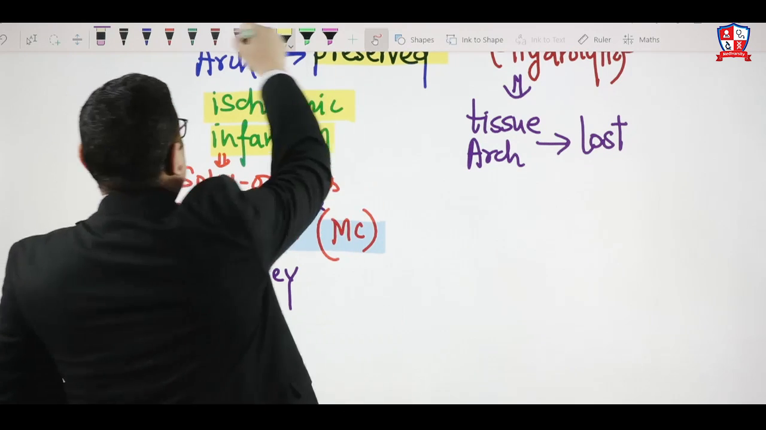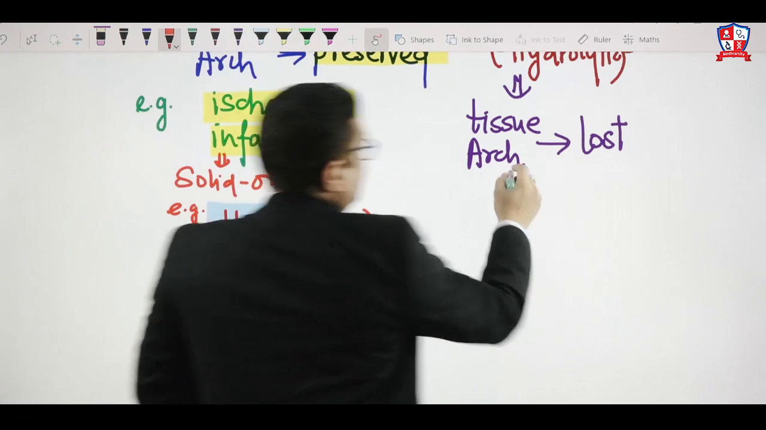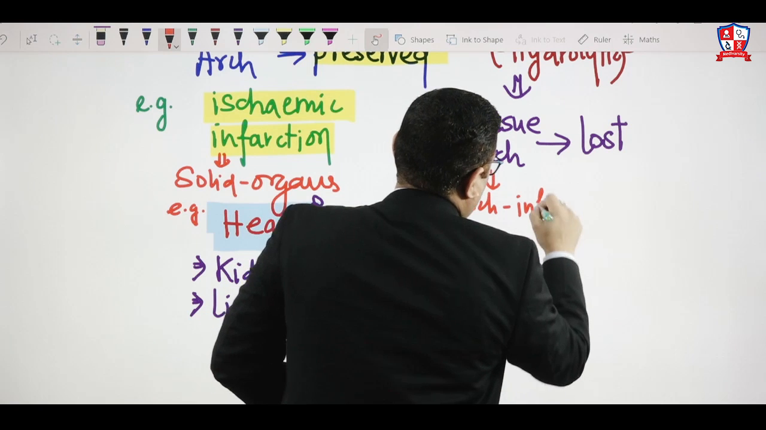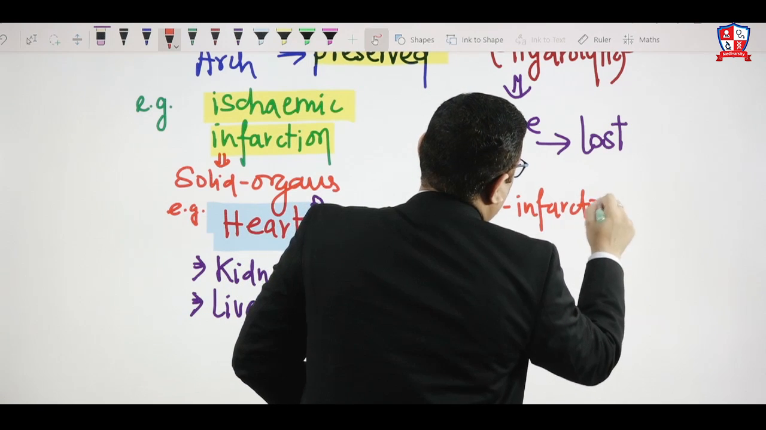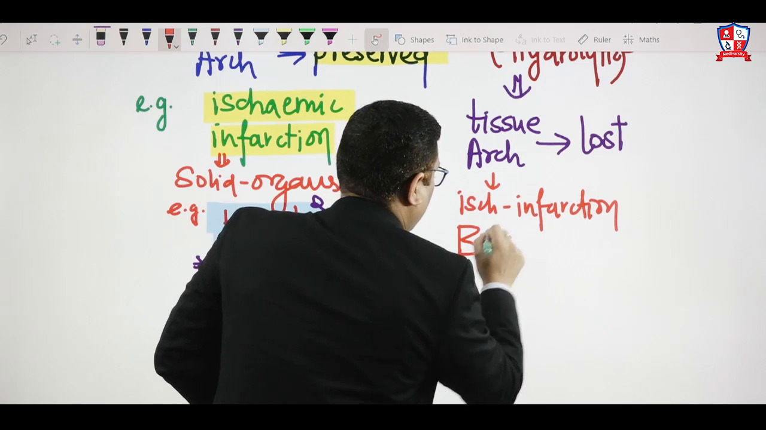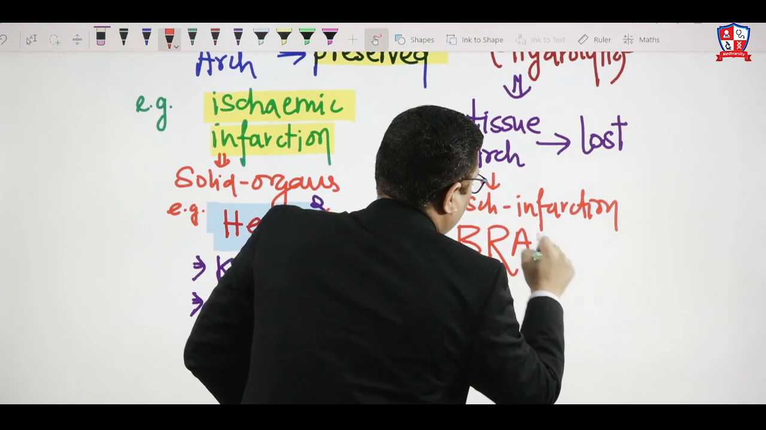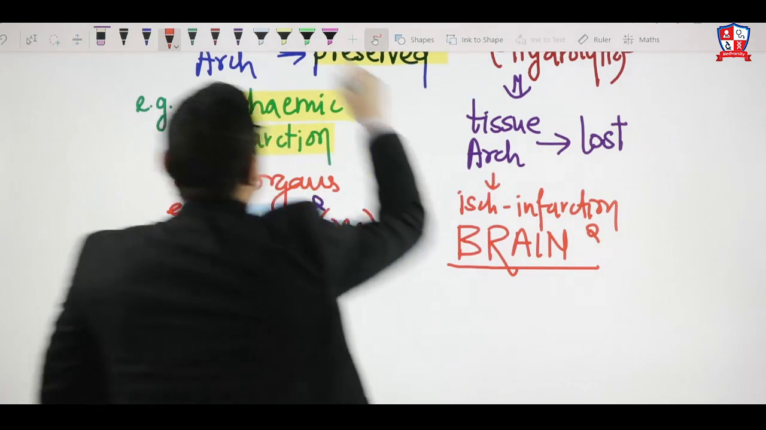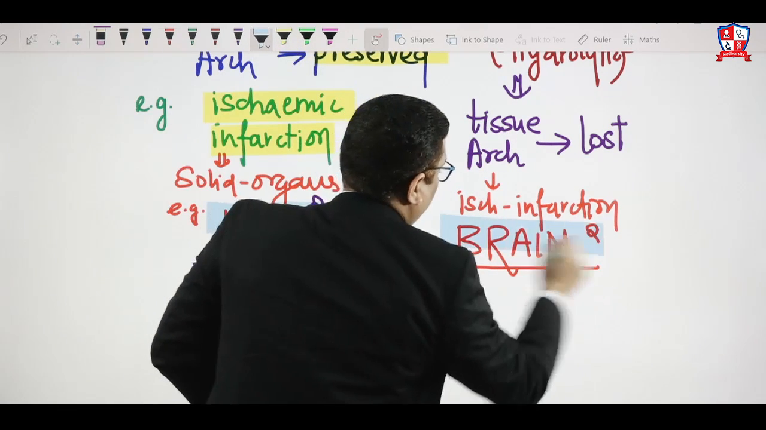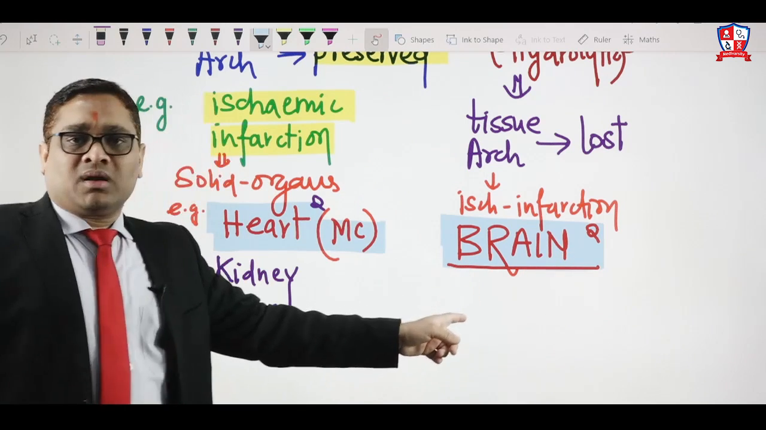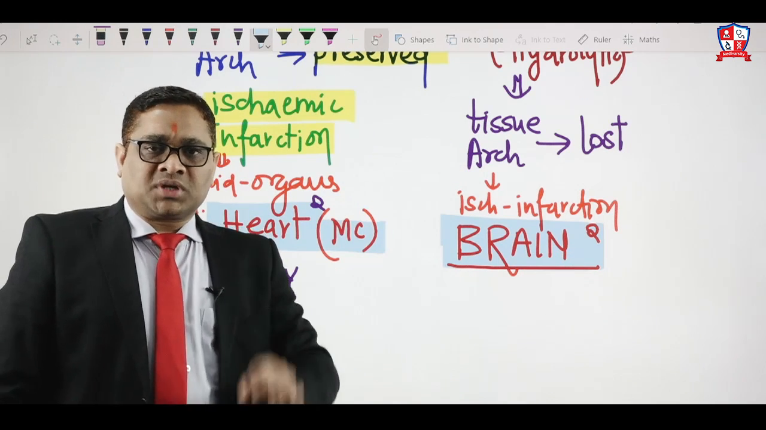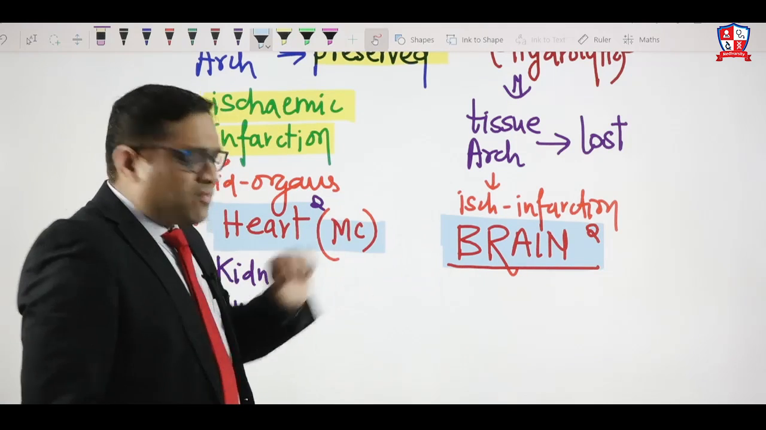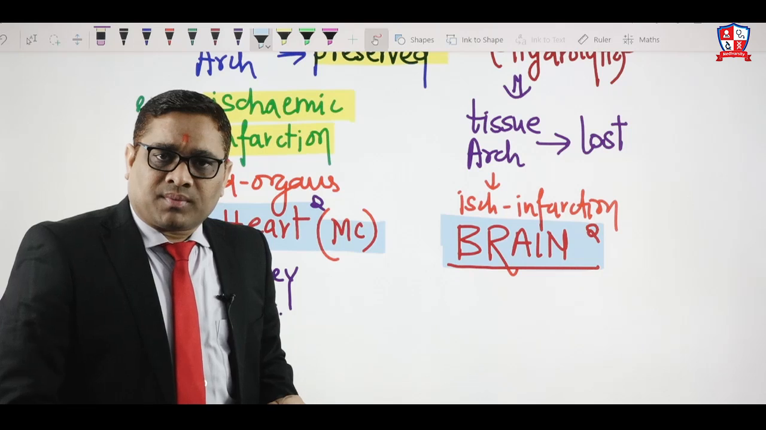So what is that exception? Brain tissue. Remember, brain tissue. Whenever you are seeing ischemic infarction of brain, it is one of the very famous and very often asked questions in exam. So just keep that in mind. Ischemic infarction of the brain, what kind of necrosis will you observe? Liquefactive necrosis, right? So why will liquefactive necrosis be seen in brain?